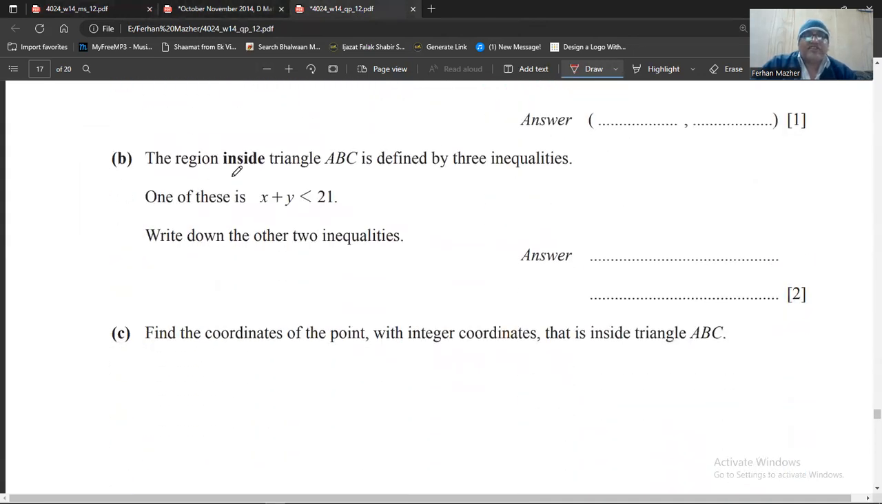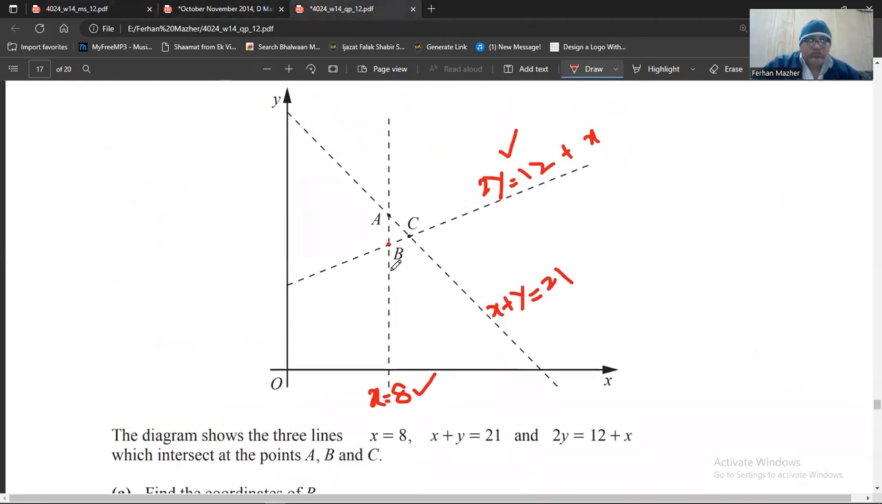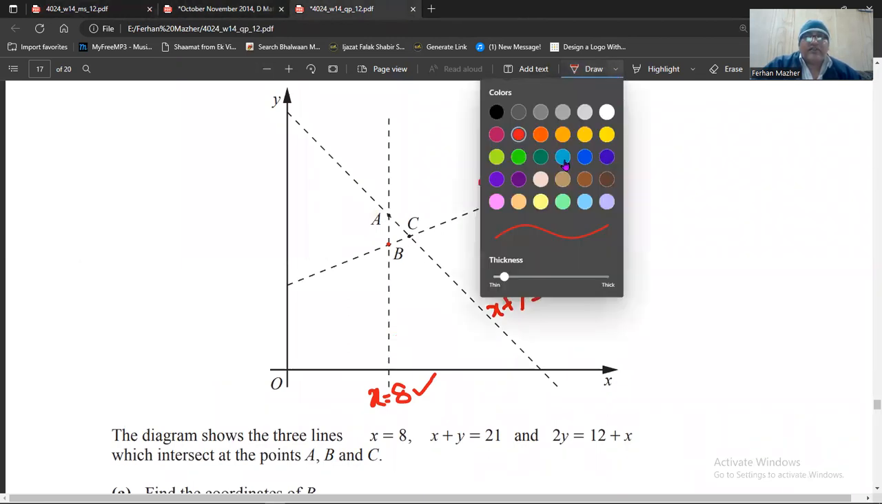Then the question is: the region inside the triangle ABC is defined by 3 inequalities. One of these is x plus y is less than 21, because this area, let me write it in some other color.